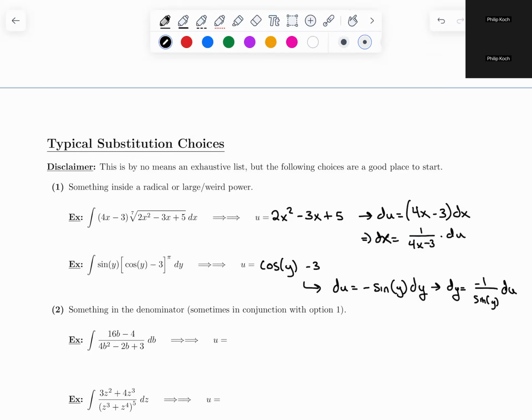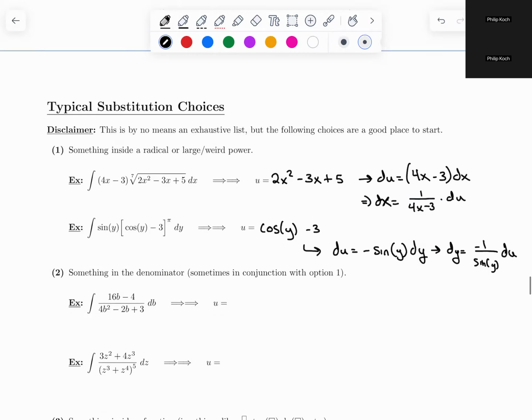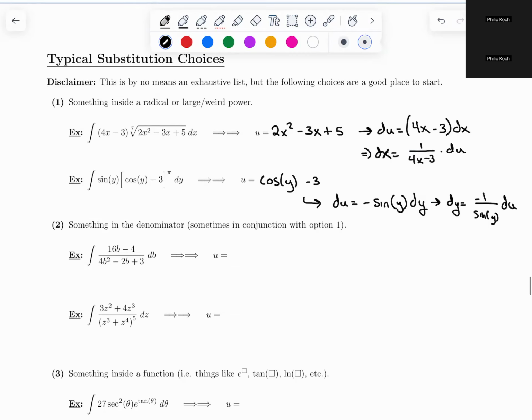But either way. The next type of thing is something inside a denominator, but sometimes in conjunction with option 1. So with this one, 16b minus 4 over 4b squared minus 2b plus 3. The best choice for you would be the denominator. So we'd make u equal to 4b squared minus 2b plus 3, the entire denominator. So that would mean that du is equal to 8b minus 2 du.